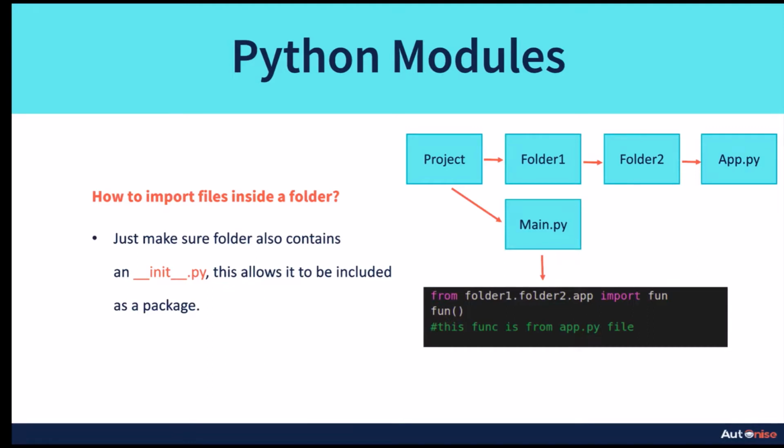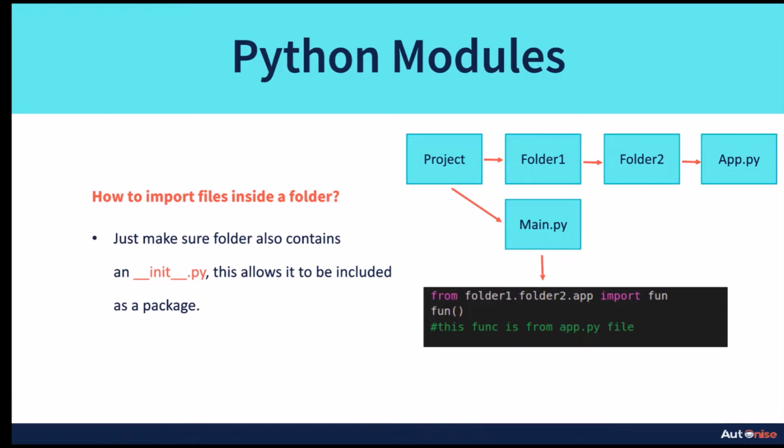Imagine there's a project folder, and inside it there's a main.py file, and a folder 1. Then inside that folder 1 there's a folder 2, and inside that folder 2 there's an app.py file. Now you cannot directly say from app import function. This is where we need a relative import.